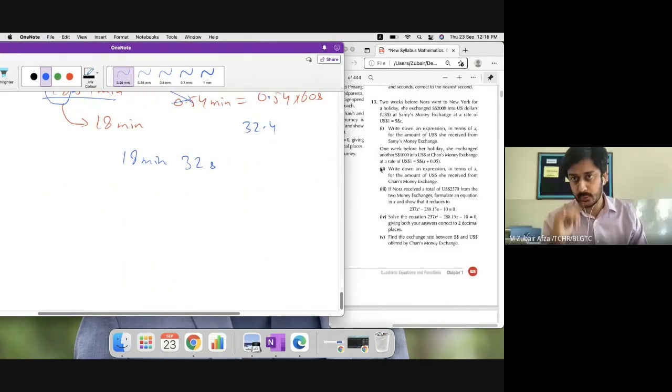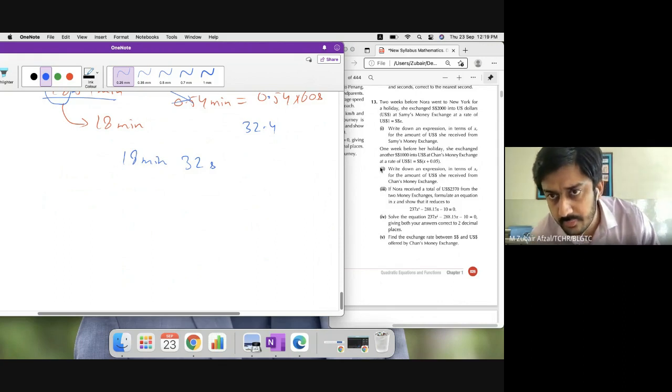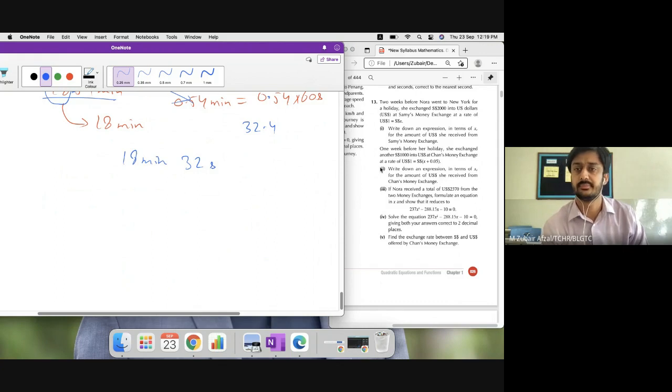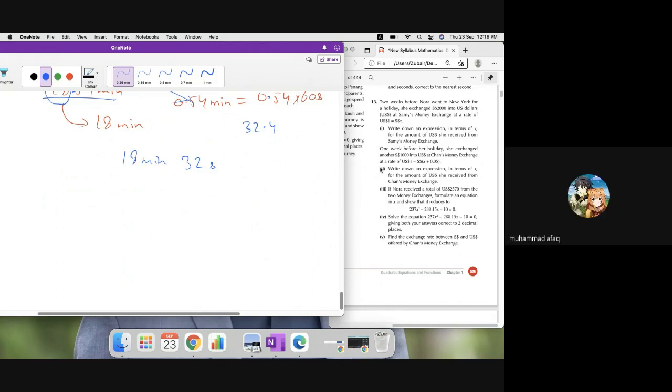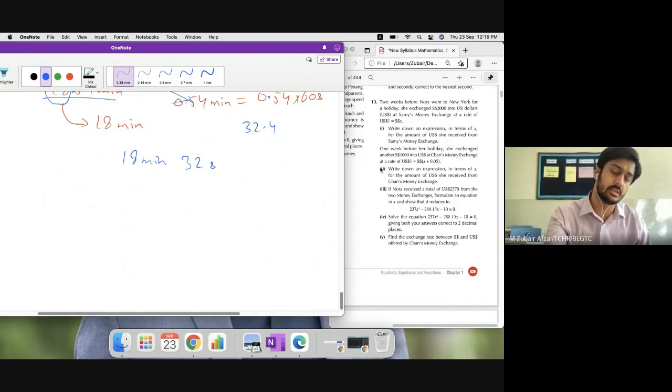Two weeks before Nora went to New York for a holiday, she exchanged $2,000 to US dollars at Sammy's money exchange at a rate of US $1 equals Singapore X dollars. Write down the expression in terms of X for the amount of US dollars she received at Sammy's money exchange.